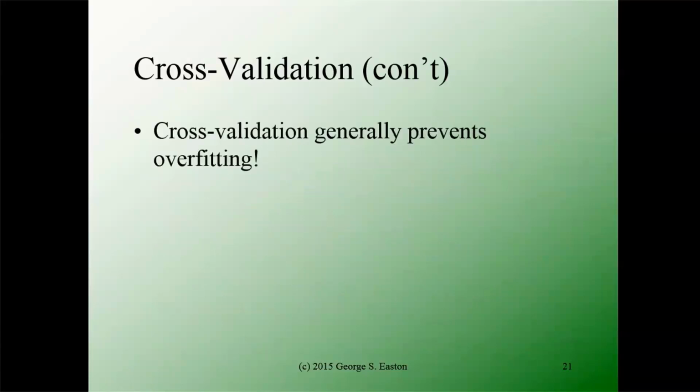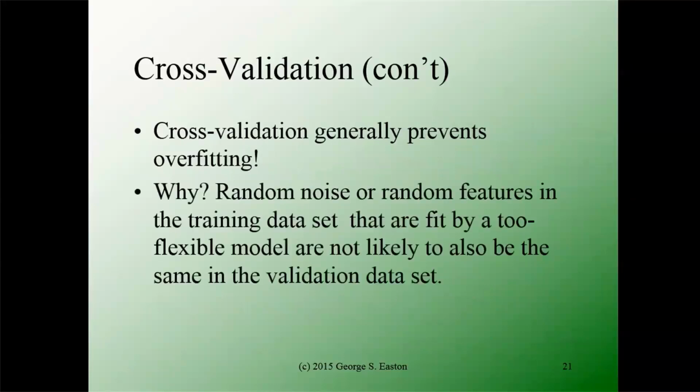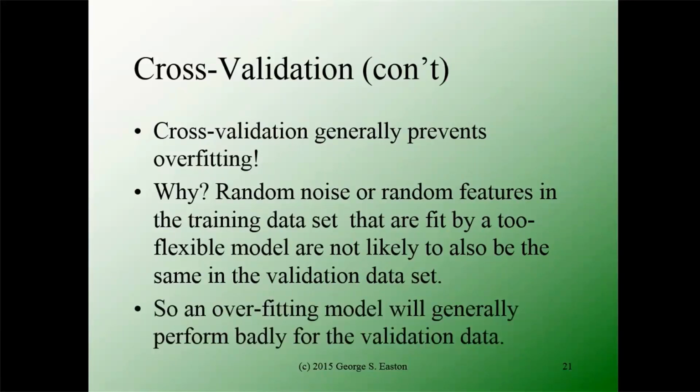Now, the real power of cross-validation is that cross-validation generally prevents overfitting the data. Why does that happen? Well, the random noise or random features that end up in the training data set that are fit by a too flexible model are not likely to also be occurring in the validation set. Different random features may occur there, but those features won't have had any influence on the model fit to the training data set. So a model that overfits the training data set will generally perform badly for the validation data. And because of this bad performance in comparison to simpler models that don't overfit, the overfitting model will not be selected by the validation data.